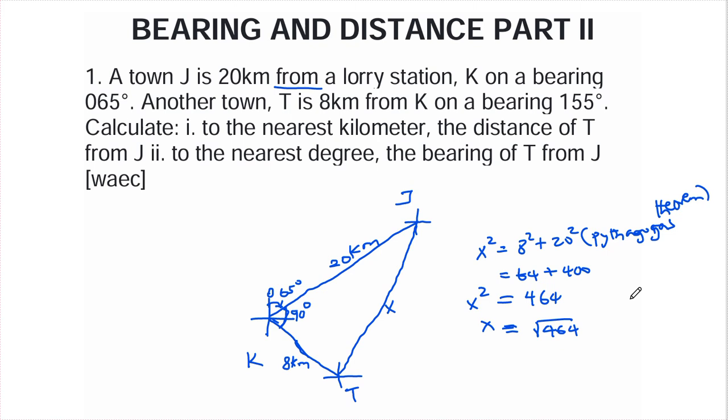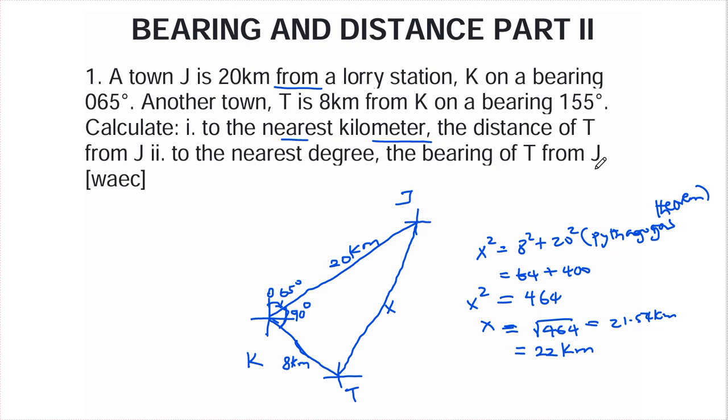So you can see that bearing and distance is quite easy and requires you to have a very good knowledge of calculations. So square root of 464 is 21.54. So I'm going to say 21.54 kilometers. But if you notice, the question says to the nearest kilometer, that means to a whole number. So that means the answer is going to be 22 as a whole number, right? So that's the answer to that question.